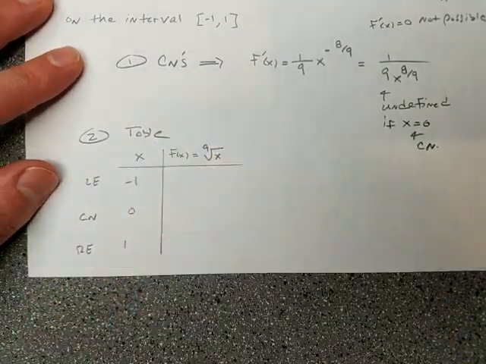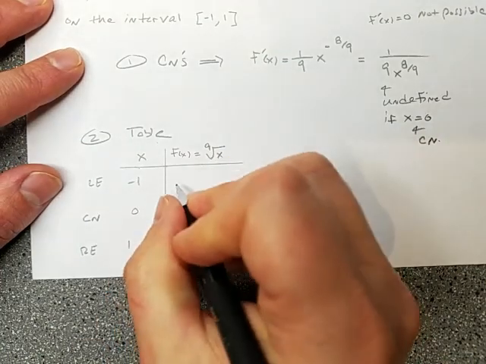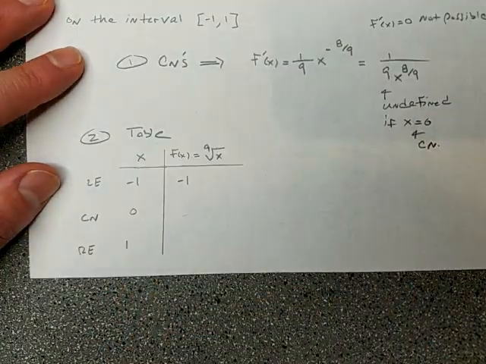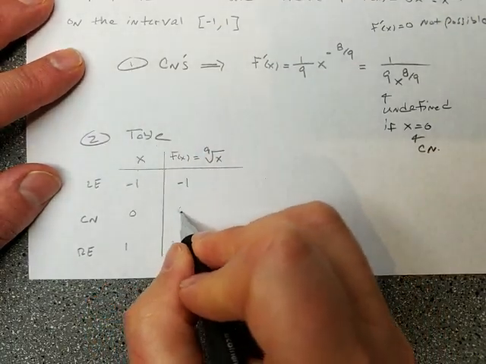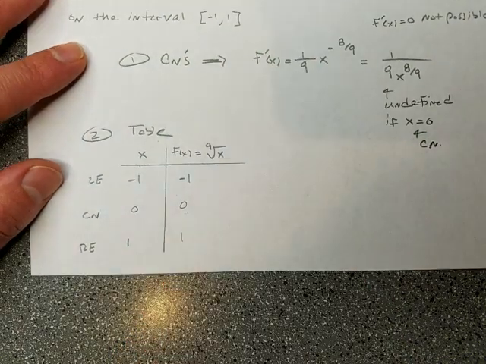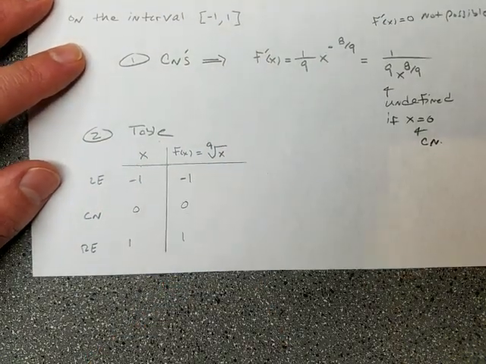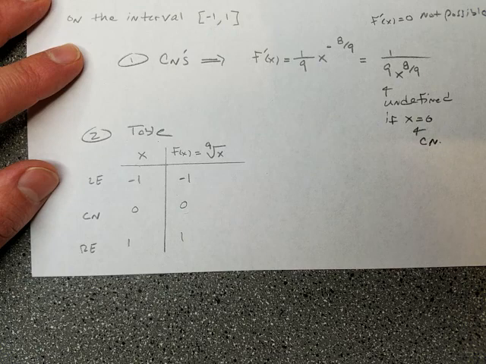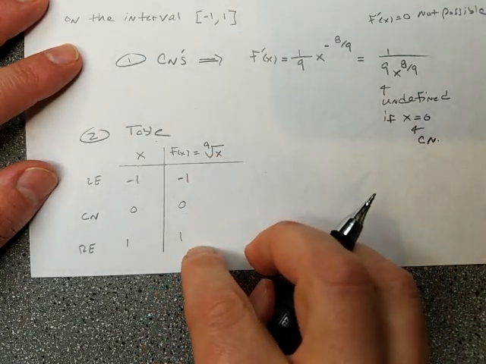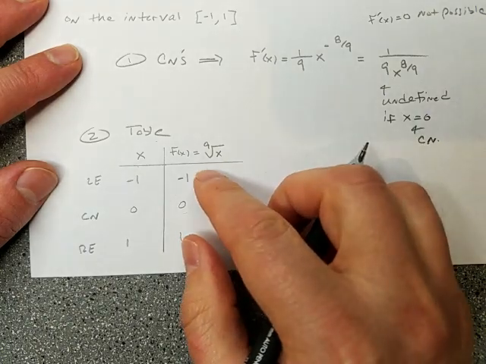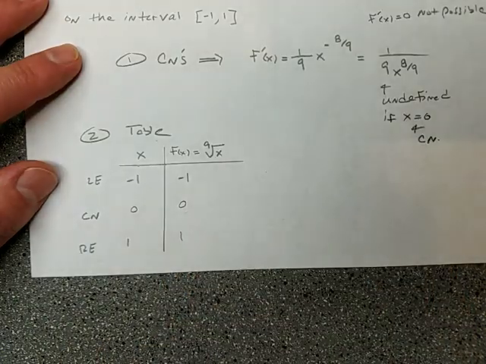What is the 9th root of -1? It's -1. Why is that? Well, -1 to the 9th power is -1. What's the 9th root of 0? 0. 9th root of 1, 1. So there we go. Okay. Well, what's that look like? That's the lowest, that's the highest. The maximum and minimum are at the endpoints.